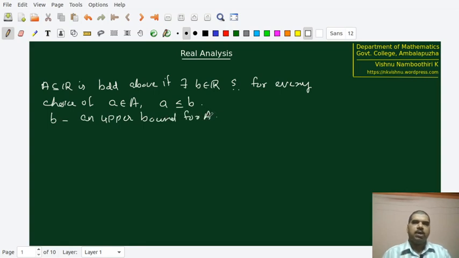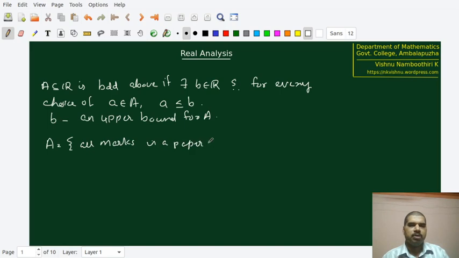There can be some confusion regarding the notion of upper bound. For example, to clarify these things, we consider the set of all possible marks a student can probably score in an examination where the maximum is 100. So suppose that A is equal to the set of all marks in a paper that varies from 0 to 100. Obviously a student can score a maximum of 100 and therefore 100 is an upper bound for this set.